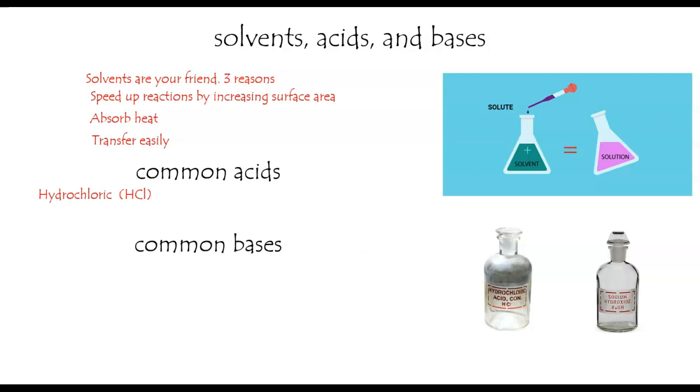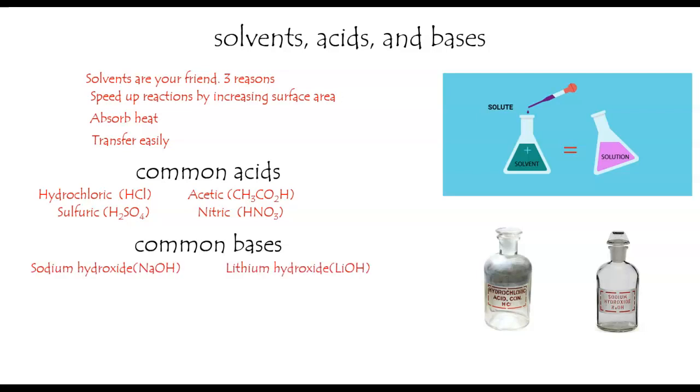Common acids include hydrochloric, acetic, sulfuric, nitric. Common bases is anything that ends in hydroxide, like lithium hydroxide, sodium hydroxide, magnesium hydroxide, aluminum hydroxide. And notice these tend to all begin with H. And in fact, acetic acid you'll oftentimes see written as HC2H3O2. That H is the H plus that all acids must contain.